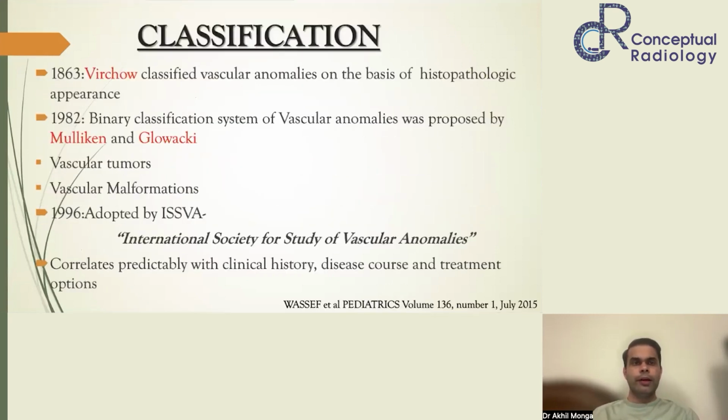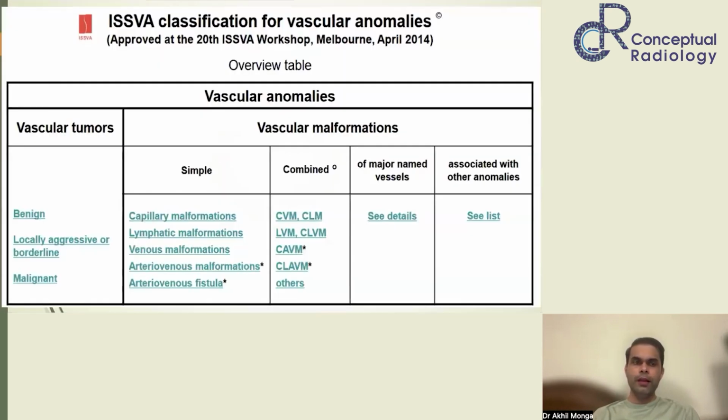They were classified by various people, from the 1860s some kind of classification has been formed. Then in 1982, Mulliken and Glowacki gave a classification which continued for quite a few years. Finally, the International Society for the Study of Vascular Anomalies gave a classification, the ISSVA classification, in 1996. And in 2014, it was revised, and that's what we'll be focusing on. So basically, they divided them into vascular tumors and vascular malformations.